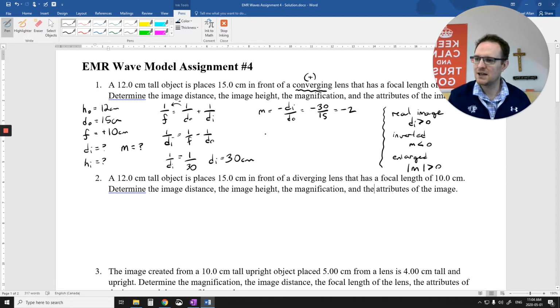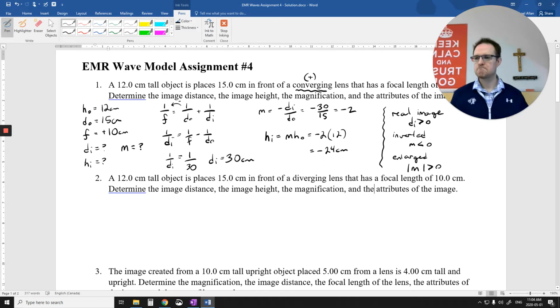And the last little bit I need to find here is HI, which is going to be M times HO. And what do we get here? We get M, negative 2, times HO, that's 12. So you get negative 24 centimeters. Okay, so there's all the information that we needed for that question. Looked pretty good.